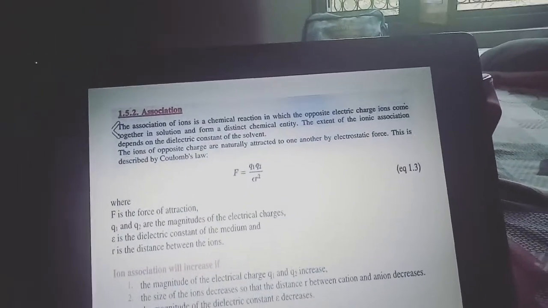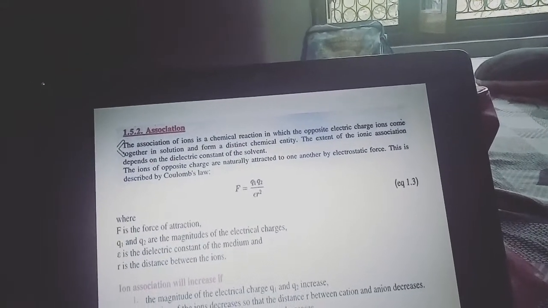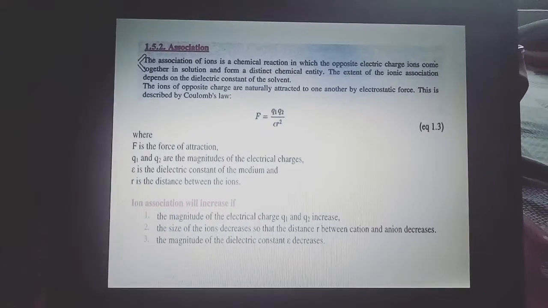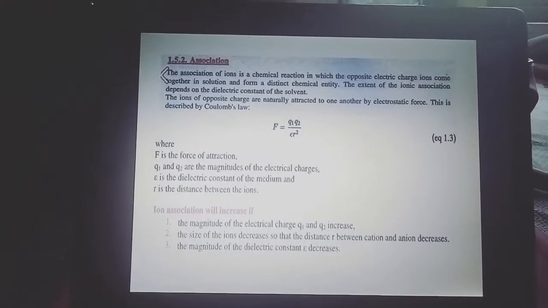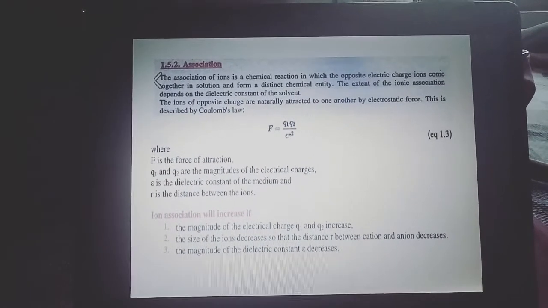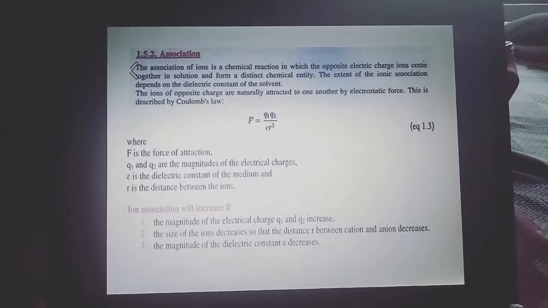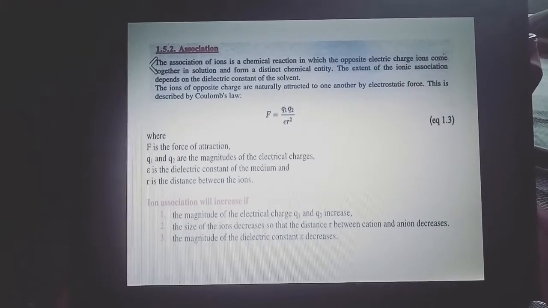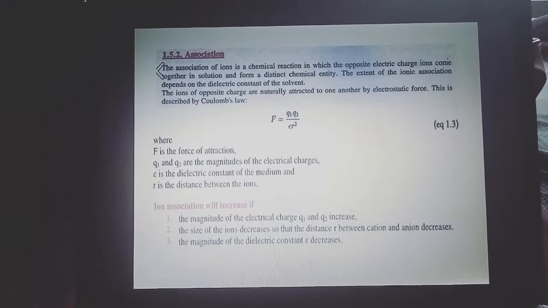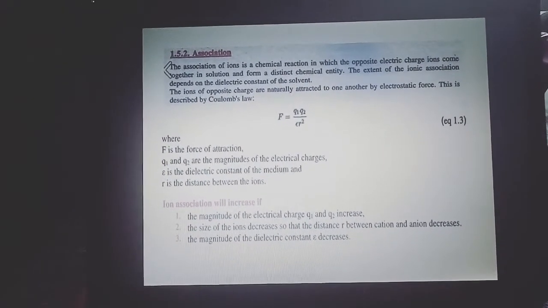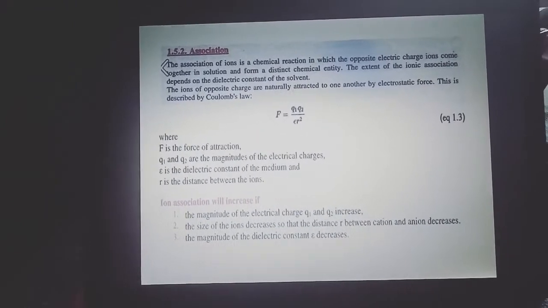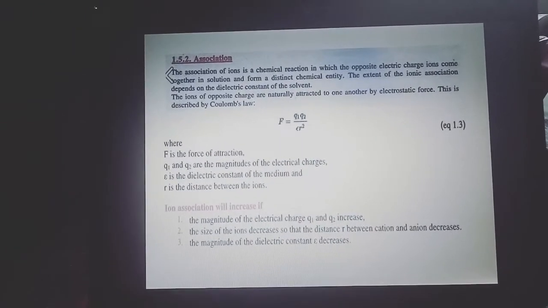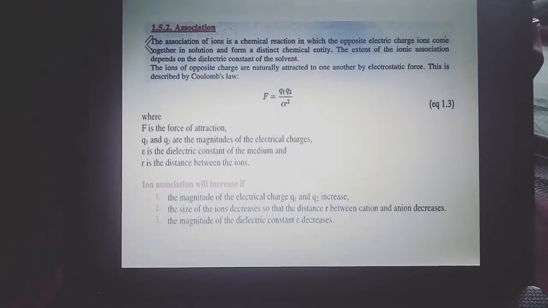Okay, where F is the force of attraction, Q1 Q2 are the magnitude of electric charges, epsilon is the sign for dielectric constant of the medium, and R is the distance between the ions. The ion association will increase if the magnitude of electrical charge Q1 and Q2 is increased. Okay, if the size of ion decreases, the distance R between the cation and anion decreases. Okay, it will depend upon the size. Third is the magnitude of dielectric constant. Okay, the ionization will increase if the magnitude of dielectric constant will decrease.